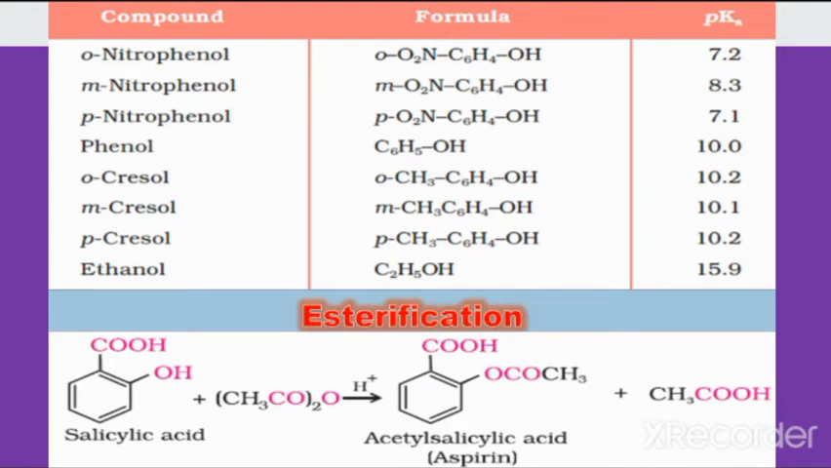When the phenol has any substituents, the acidity varies. Suppose orthonitrophenol has the pKa value 7.2, metanitrophenol 8.3, paranitrophenol 7.1, phenol 10.0, orthocresol 10.2, metacresol 10.1 and paracresol 10.2. Ethanol has 15.9, so that is the pKa value. Among these, ethanol has the highest pKa value and paranitrophenol has the lowest pKa value.